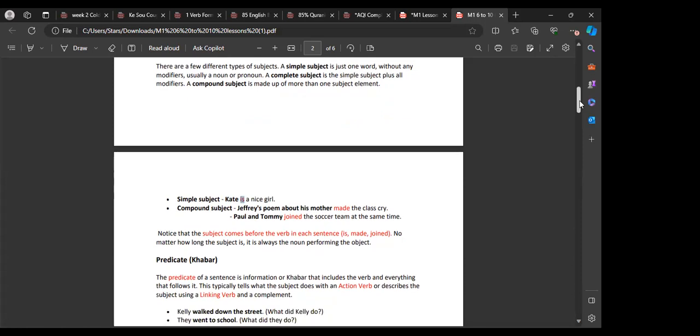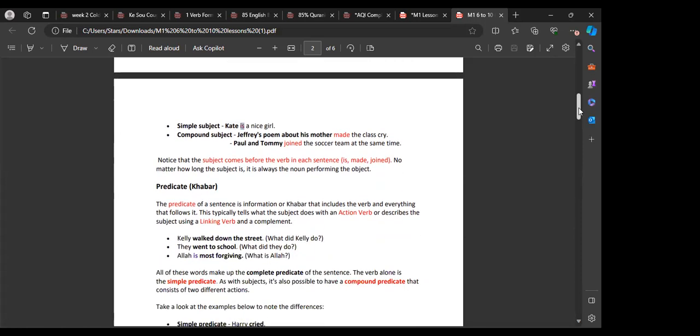Now, the predicate of a sentence is information, or in Arabic, khabar, that includes the verb and everything that follows it. So this typically tells what the subject does with an action verb or describes the subject. It gives you information about the subject. Khabar literally means news. So you have the mubtada and the khabar, you have news about the subject.